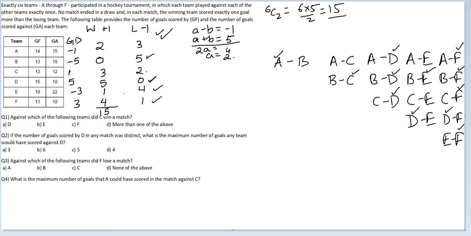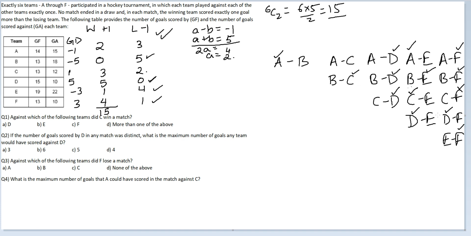Let's look at E. E is supposed to win 1 match and lose 4 matches. He has already won 1 match against B here. So in all the other matches, he will lose. He loses here, he loses here, and he's already won against B.